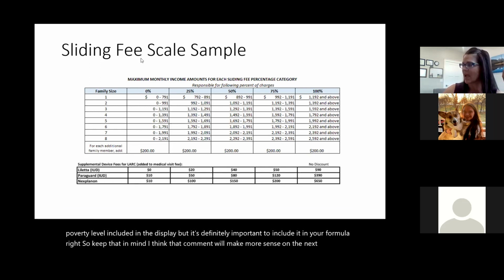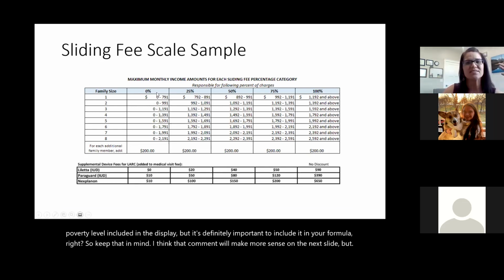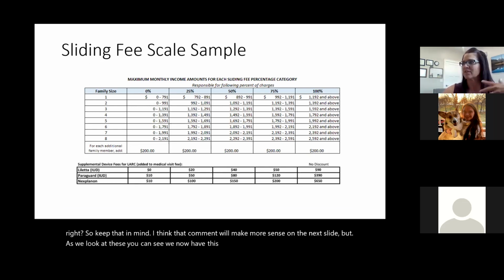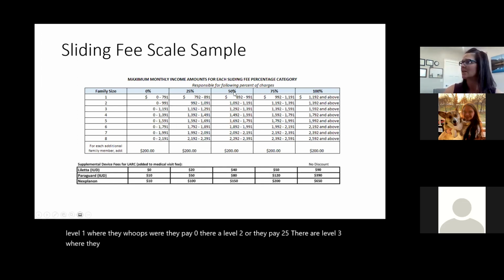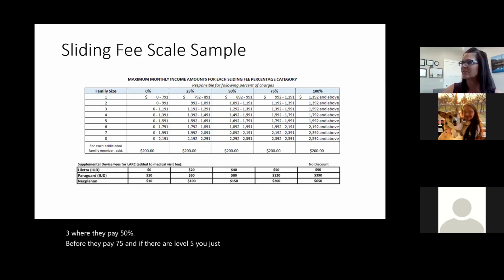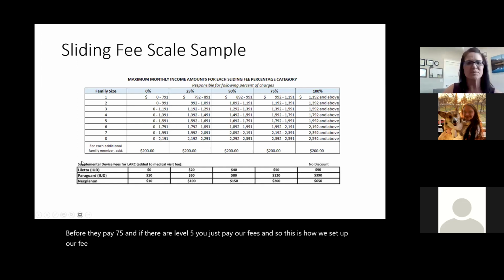But as we look at these, you can see we now have this 5-code model where they're either a level 1 where they pay 0%, a level 2 where they pay 25%, a level 3 where they pay 50%, a level 4 they pay 75%, and if they're a level 5, you just pay our fees. This is how we've set up our fee schedule. And then maybe this clinic's providing some large services, with some device expenses, those types of things that you still need to capture reimbursement for.